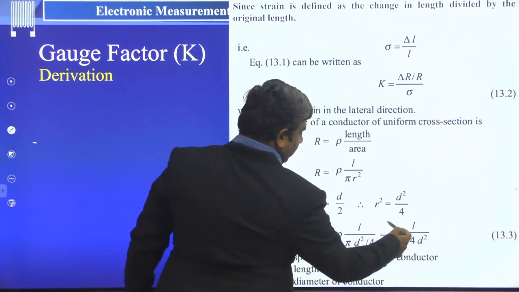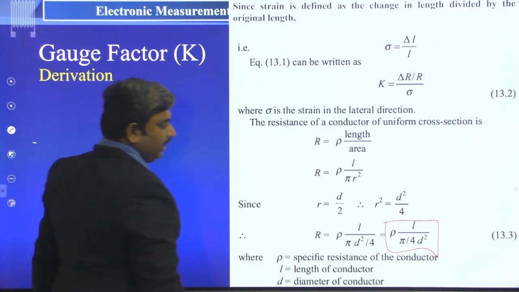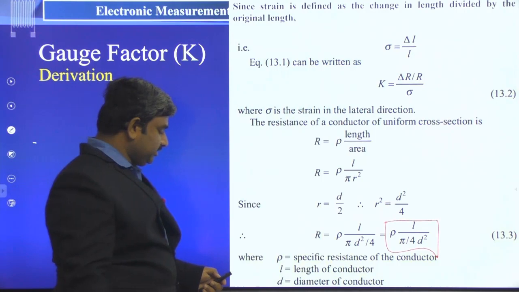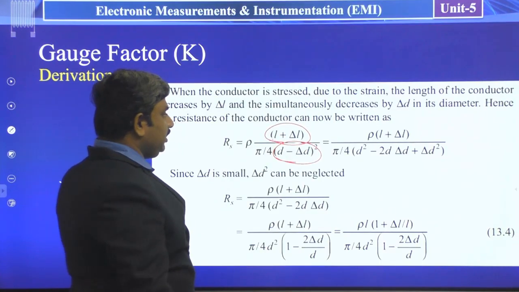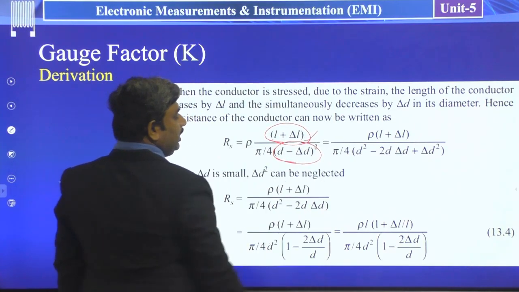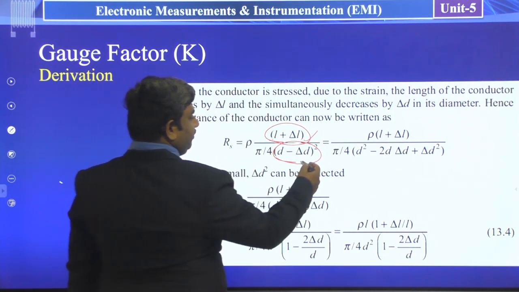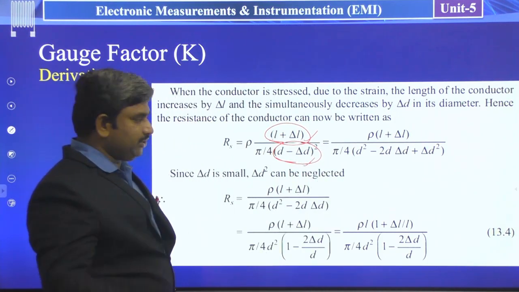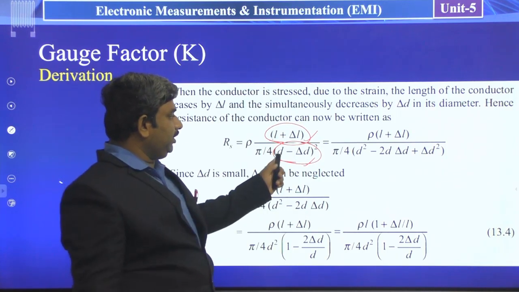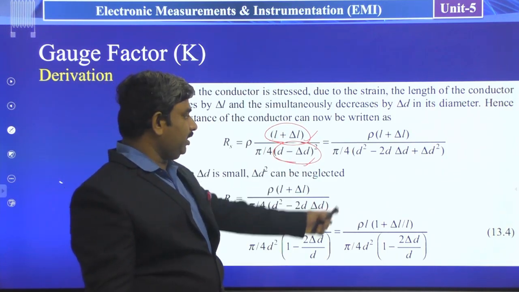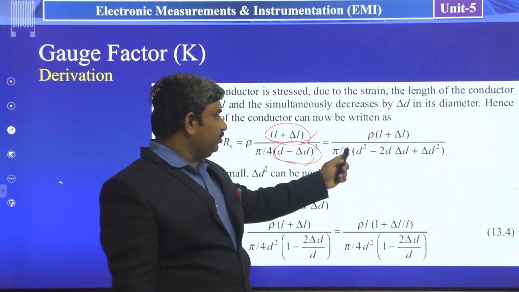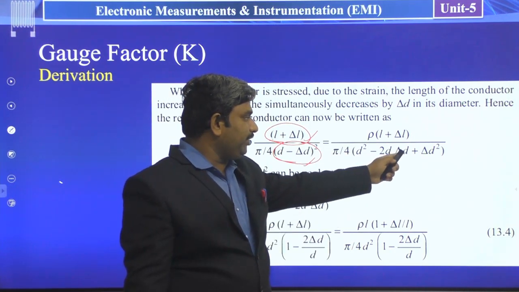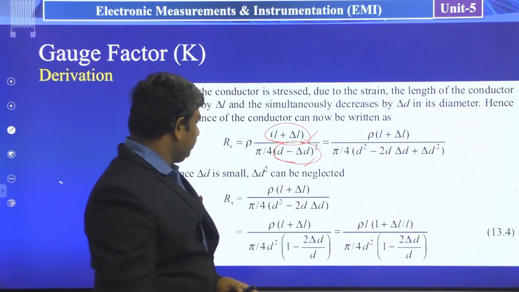So this is the formula here we are taking, rho L by pi by 4 D square. In that formula we are substituting, in the place of L, L plus delta L, and in the place of D, D minus del D. Why? Because it is reducing. So it seems to be like (A minus B) whole square. Simplifying this, it will come D square minus 2D into delta D plus del D square.